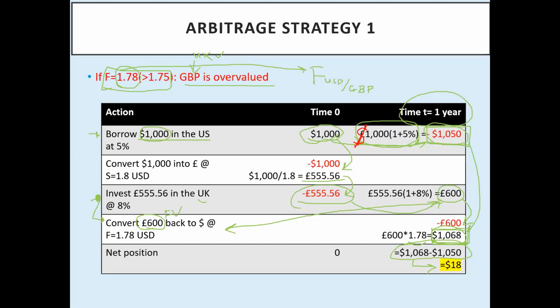Now, if I check whether I'm out of pocket at time 0, if I add up all of these, I will find that I have a 0 investment in the USD and a 0 investment in the pounds as well. So no out of pocket and a positive profit in the end. Not too bad, right?